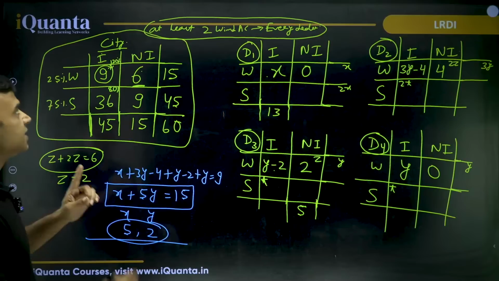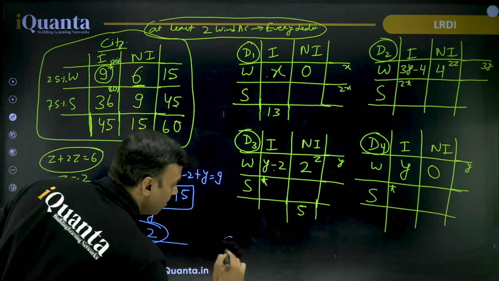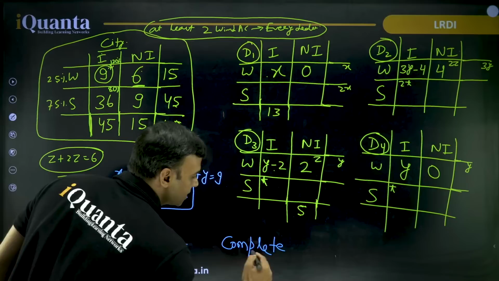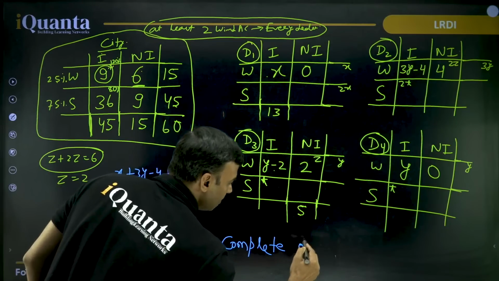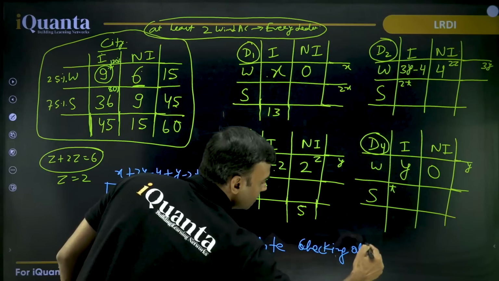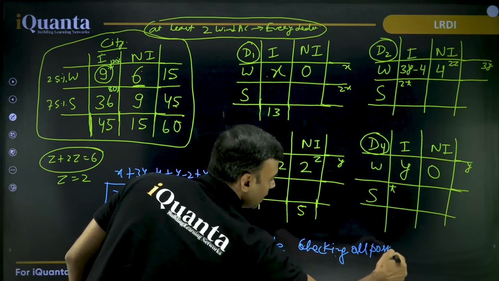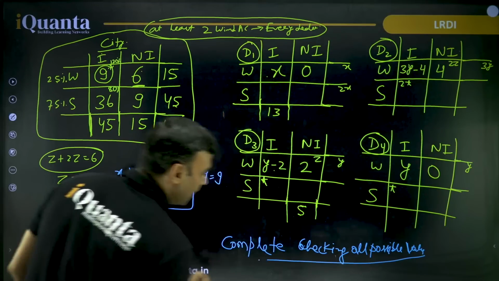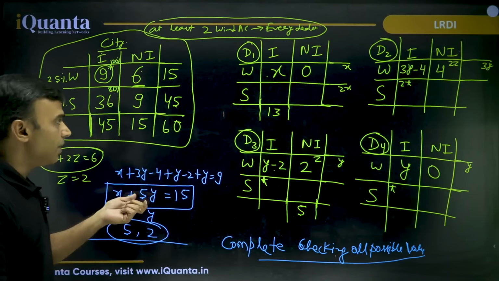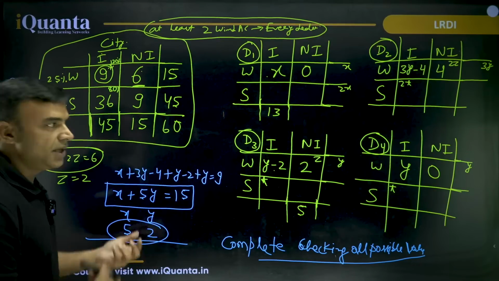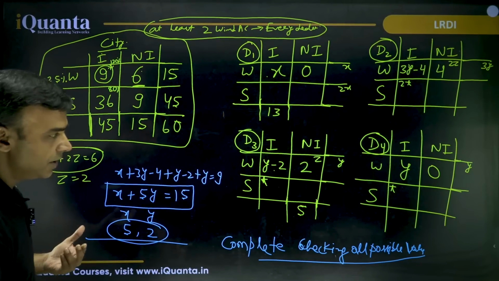Please understand, this is not hit and trial. It is complete checking of all possible values. Just be very clear and confident about it. It was not a random check. Where did you start from? We started from 0, but 0 and 1 we cannot put, so we checked for 2, then after 2 we checked for 3, that's it. There's no other possibility. So finished.